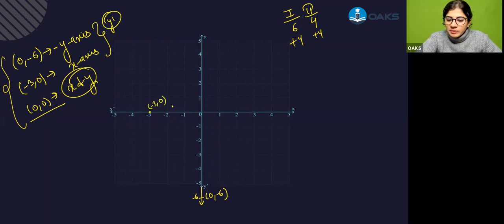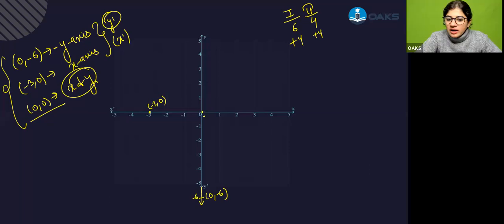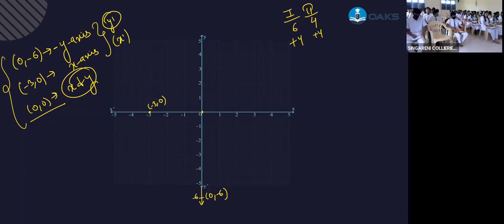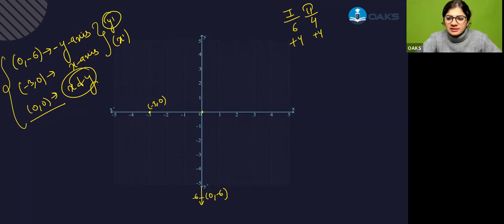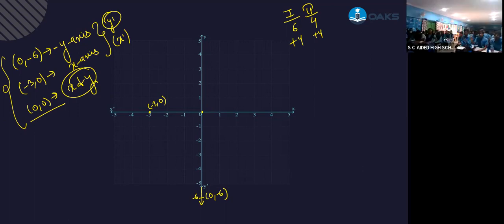Minus 3, 0 will be at this point. That is at x dash. And 0, 0 is lying on x and y axis both. So everybody understand this question? School 2, do you understand?